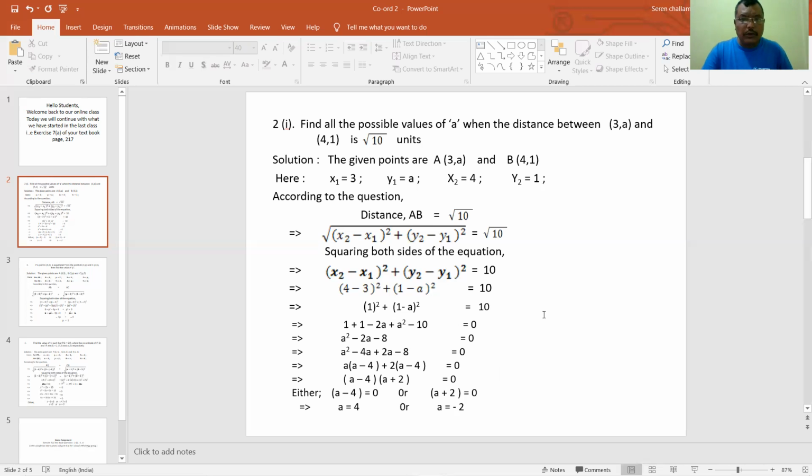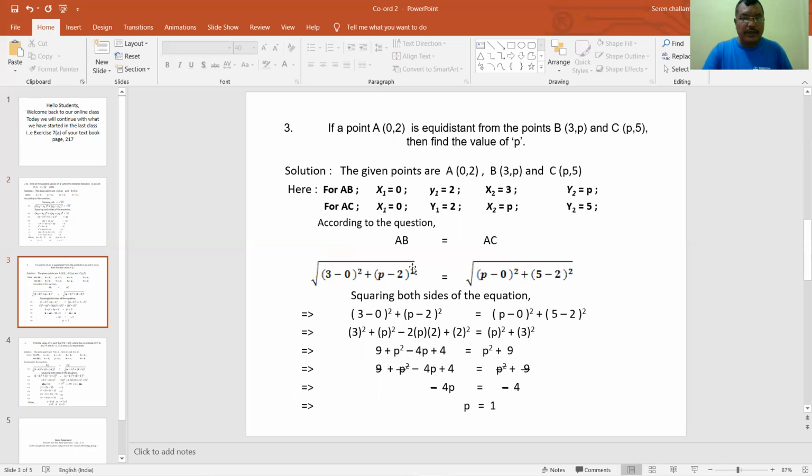Now let us come to the third question of your textbook, exercise 7a, which says, if a point A(0, 2) is equidistant from the points B(3, p) and C(p, 5), then find the value of p. Now for the solution, we write the given points.